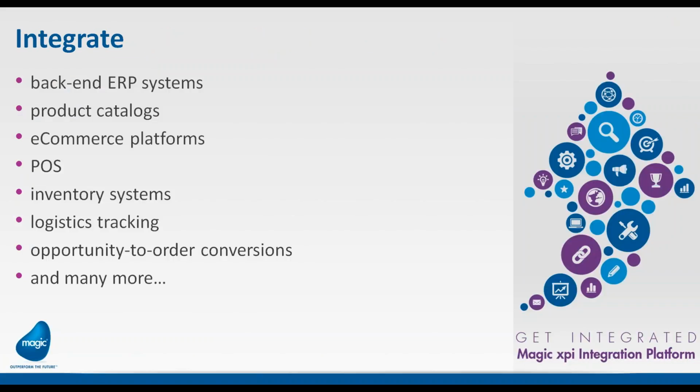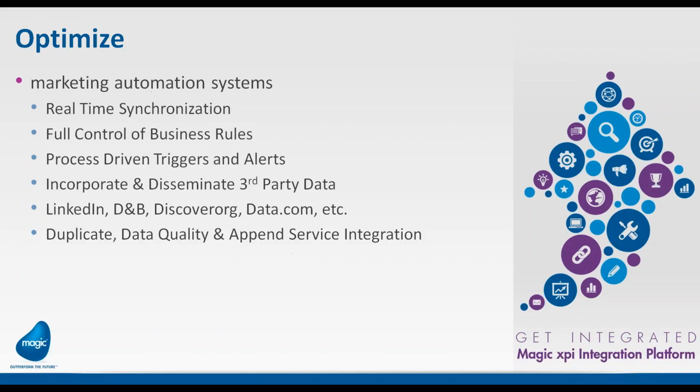So you can use Magic XPI to integrate your back-end ERP systems to your CRM systems, your product catalogs, e-commerce platforms so that salespeople know what's going on in the e-commerce world, point-of-sale systems so that salespeople can be aware of what's happened from a POS standpoint with customers, your inventory systems, logistics tracking so that you can answer the question, where's my stuff? And then, of course, automating the opportunity to order conversions and many more crucial processes.